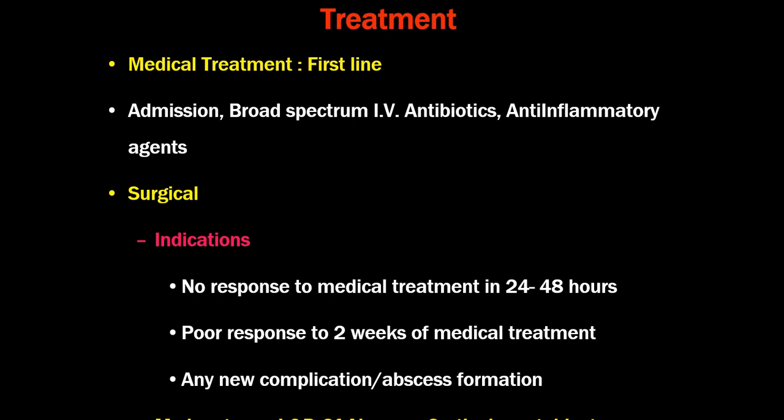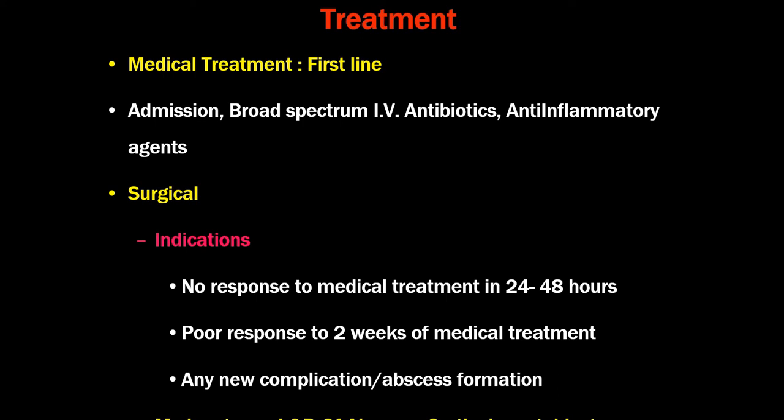What is the treatment of acute coalescent mastoiditis? So medical treatment has to be tried, which is the first line. Patient has to be admitted. Broad spectrum IV antibiotics are to be used, to cover gram-positive, gram-negative as well as anaerobic infections. Anti-inflammatory agents to decrease the pain. And surgical treatment, when the medical treatment is not sufficient, then you can do surgical treatment.